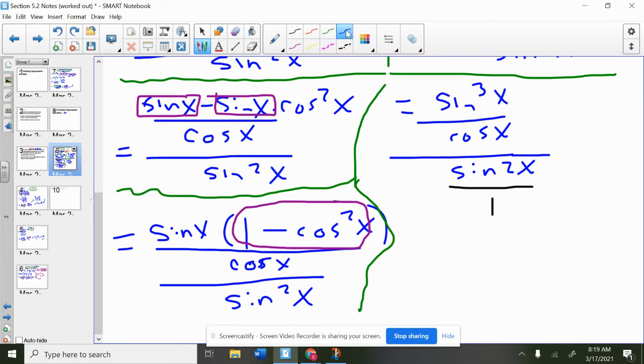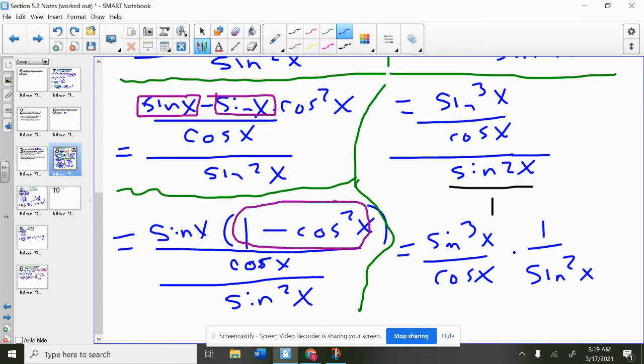So if I do that keep it, change it, flip it, I keep the top. So sine cubed over cosine, that stays the same. This division turns to multiplication, and then I flip this one. So this is really 1 over sine squared.